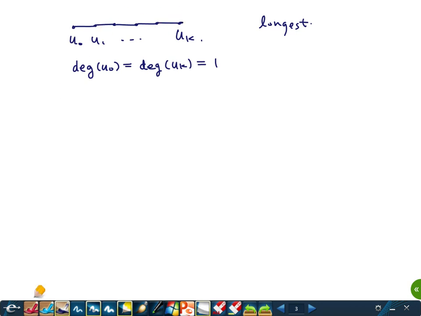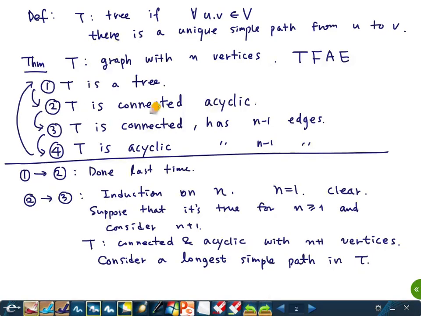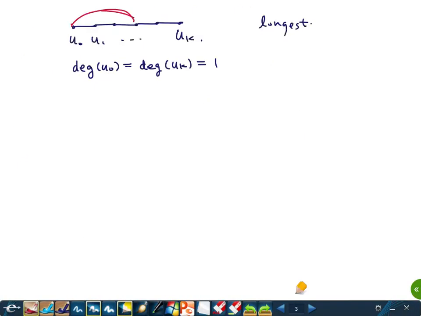But if you connect this to one of these, you will create a cycle. But the assumption in 2 is that it's acyclic. That means you cannot find any vertex connected to u0 directly by an edge, except to u1. Is that right?